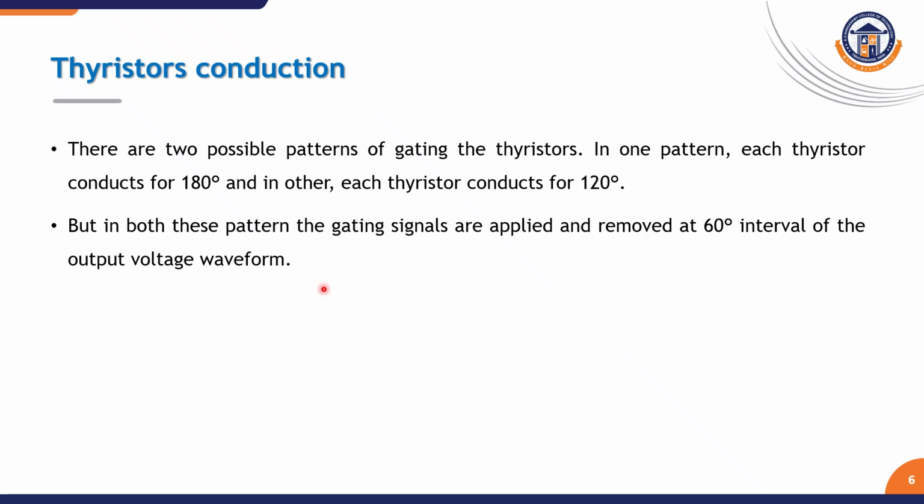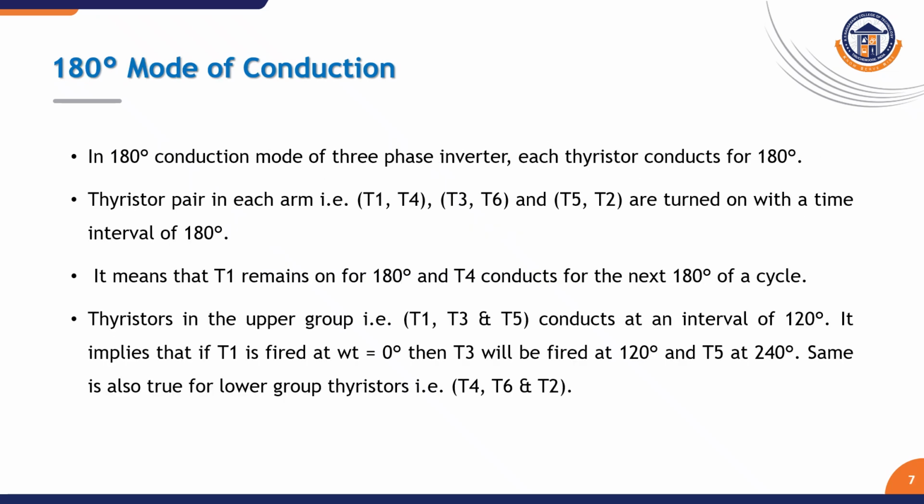So thyristor conduction: when we see in each leg, there are three switches in the upper half and the lower half. Each device will be conducting for 120-degree, that is T1 and T3 and T5. These three thyristors will be conducting in 120-degree pattern, and the switches in each leg, that is T1 and T4, the positive group and negative group in each leg, will be conducting in two patterns, 180-degree or 120-degree. So in this presentation we will see about the 180-degree mode of operation. Let's see the 180 mode of conduction.